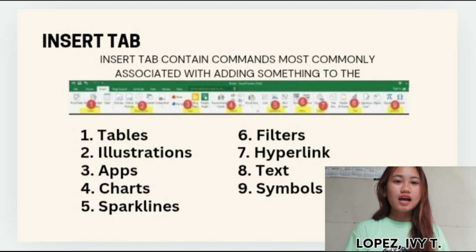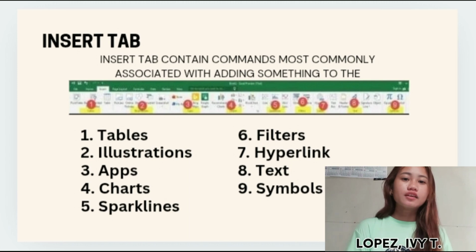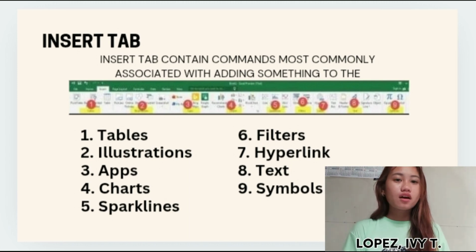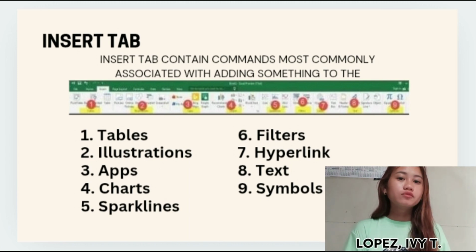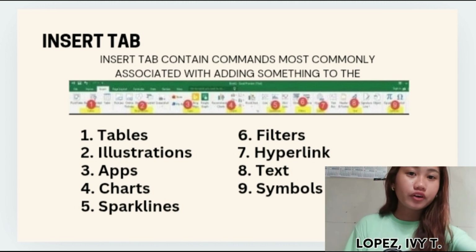Number 3 is Apps. You can use this group to insert an existing app into Excel. You can also purchase an app from the store section. Bing Maps app allows you to use the location data from a given column and plot it on Bing Maps. Also, there is a new feature called People Graph, which allows you to transform boring data into an exciting graph.